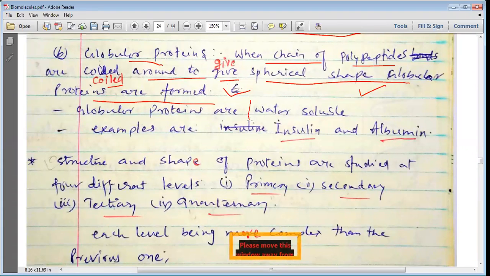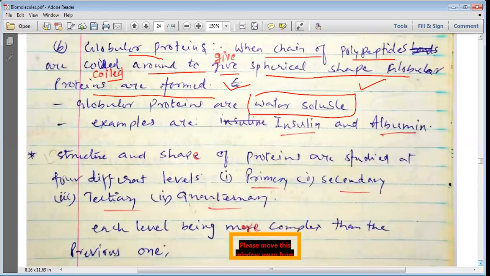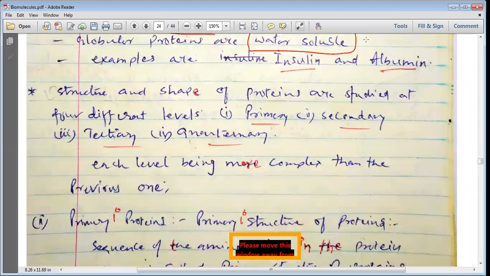Globular proteins are water soluble. Please remember that these globular proteins are soluble in water, and the examples of globular proteins are insulin and albumin. Please remember, my dear students, the examples of globular proteins are insulin and albumin.